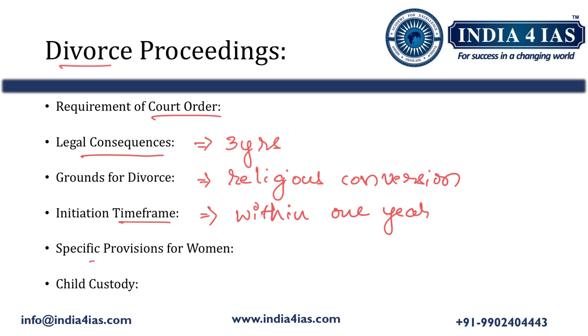The code also has specific provisions for women, like a woman can seek divorce if the husband has been found guilty of rape or any kind of unnatural sexual offense, or if he has more than one wife. With respect to child custody, the code says that following a divorce, the custody of a child up to 5 years old remains with the mother.